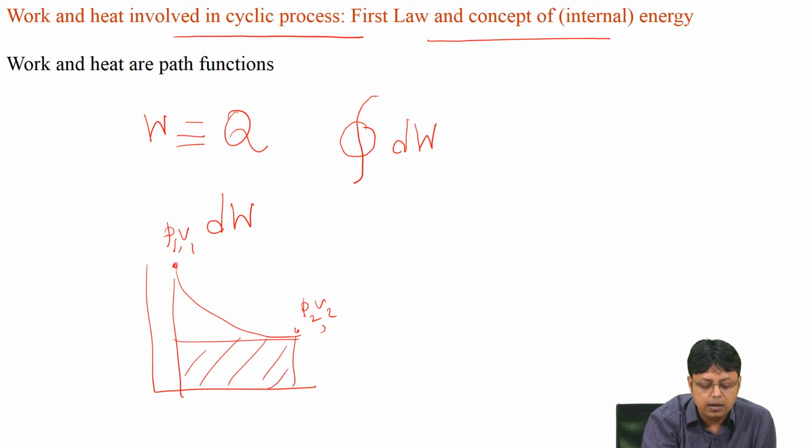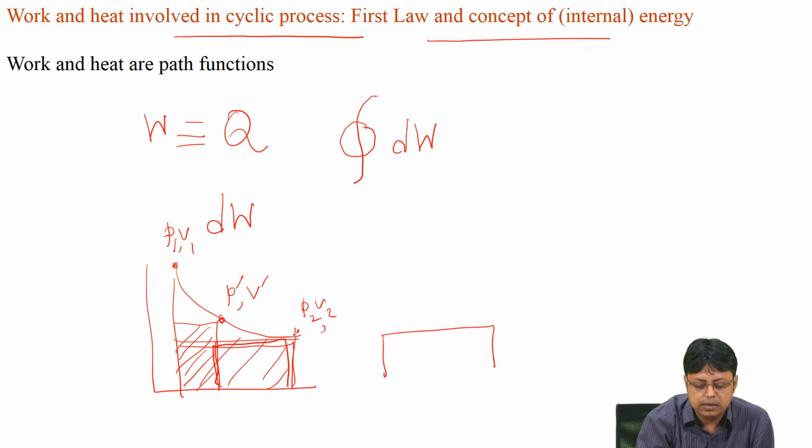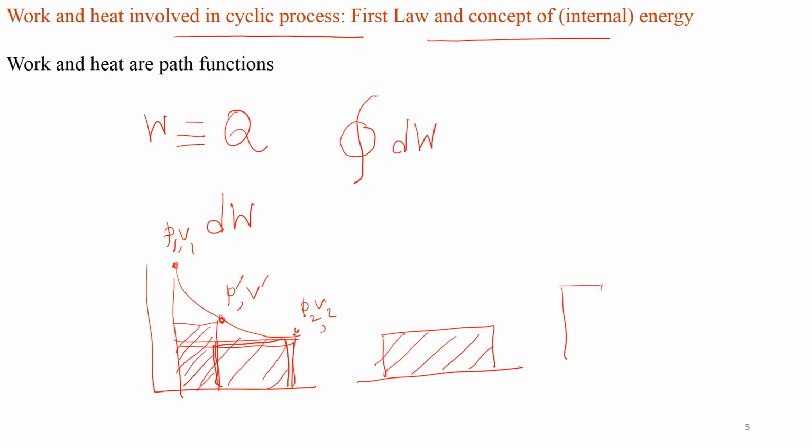Or if we had gone through another path with an intermediate step, where the system first goes from P1 V1 to P prime V prime and then to P2 V2, then in the first step the work done will be the area under this curve, and in the second step the area under this curve. So, the two areas will look like this. In the single step it will look like this, in the two stage case it will look like this. This we already discussed in the earlier class.